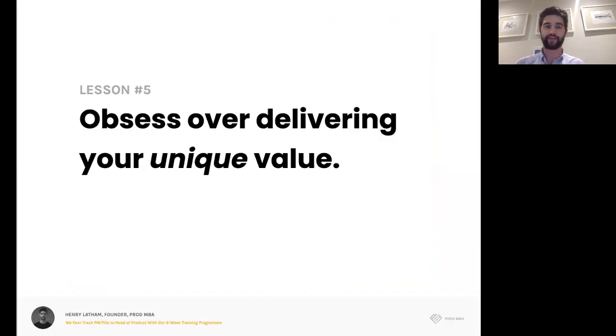Lesson 5, obsess over delivering your unique value. This is the most important thing to take away. The biggest threat to product success is lack of product market fit. So i.e. building something that nobody loves and isn't bothered about telling other people about. This always comes down to a lack of understanding of exactly what specific, unique value you are there to provide for your customer. Usually in almost every company I see, it's too broad a target customer.